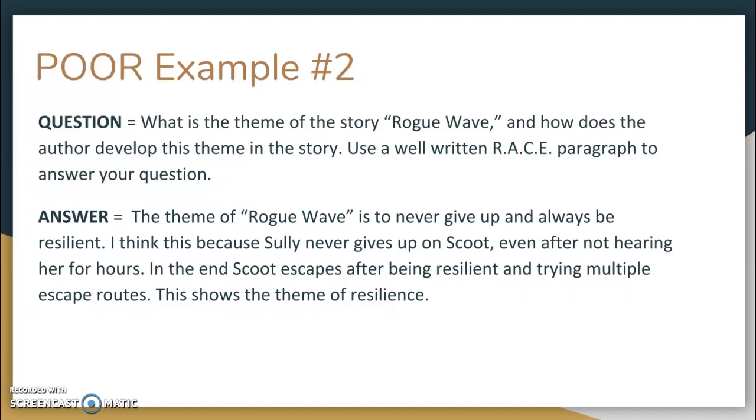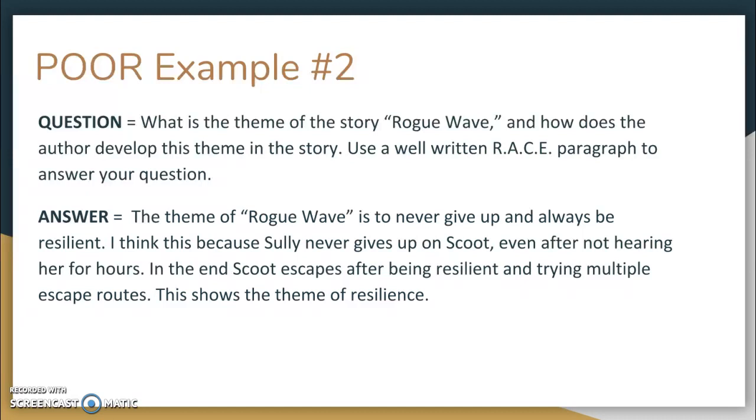So this is not a bad response either, but the thing that's making it score lower, again, is citing specific evidence. You have got to come in and give me specific examples. So what do you mean Sully never gives up on Scoot? Where does it say that in the story? What page? How does he never give up on Scoot? What specifically does he do to try to encourage her to get out of the ship? Again, in the end, Scoot escapes after being resilient and trying multiple escape routes. Tell me specifically, what escape routes did she try? What page number did you find that on? Did she try one way? Did she fail? If she failed, how did she feel? How did she overcome that? So, you got to give me more specific evidence.